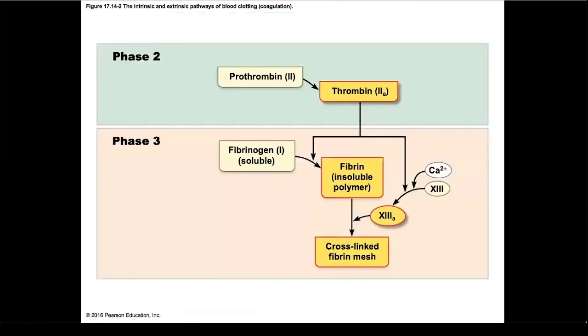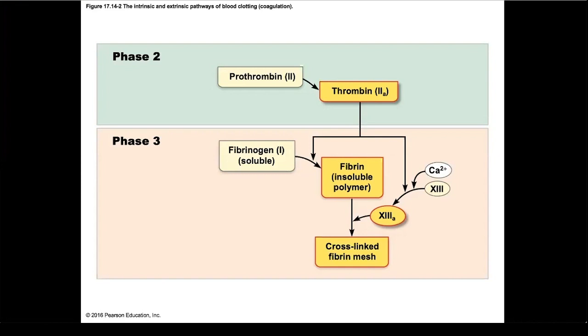Now let's look at the common pathway. In the common pathway, prothrombin is converted into the active thrombin, and thrombin is required to convert fibrinogen, which is a soluble protein, into fibrin, which is an insoluble polymer. Fibrin is going to bind to platelets. Platelets have a receptor for fibrin, and this helps connect the platelets to one another.